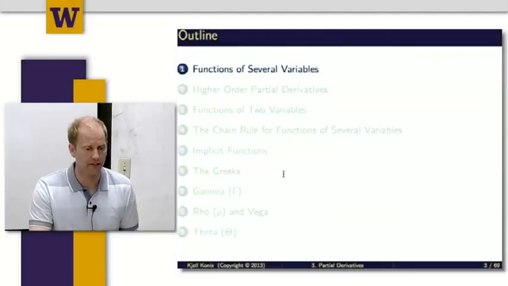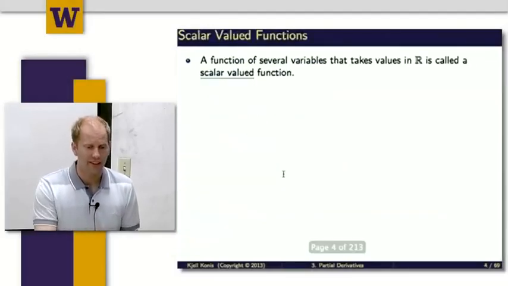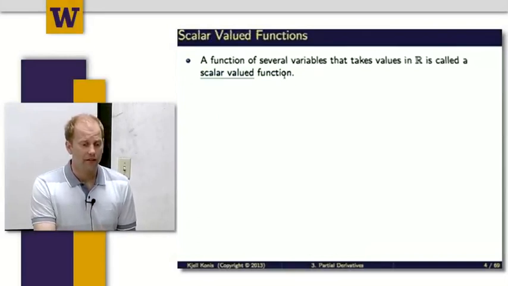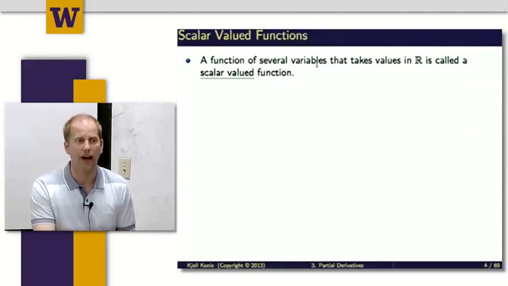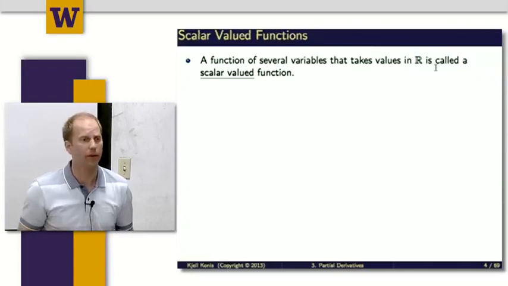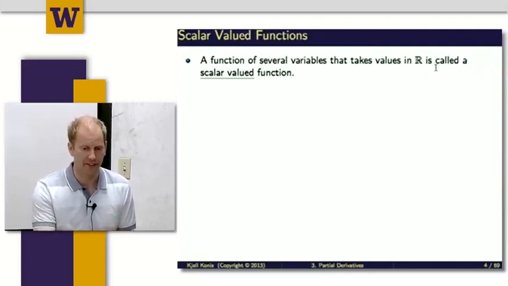So we'll get started with functions of several variables. There's two types, roughly, that we can talk about, and it just has to do with what the output of the function is. I'm going to start out with the simplest one, which is a scalar valued function. A scalar valued function just takes values in the real numbers. So you put in, if it's of several variables, 2 or more inputs, and you get one number out. I'm going to call that a scalar valued function.